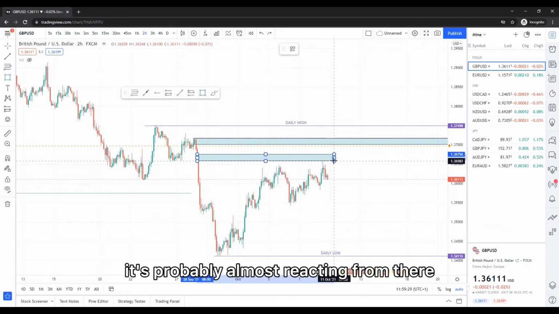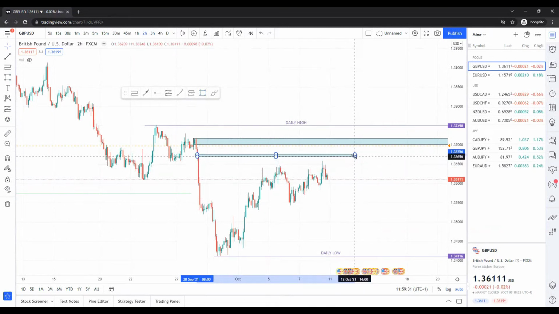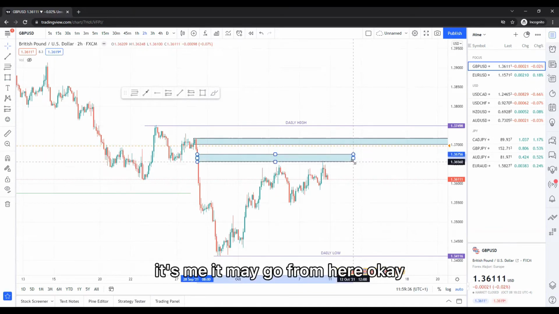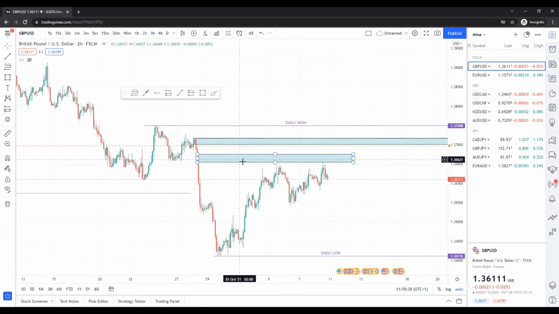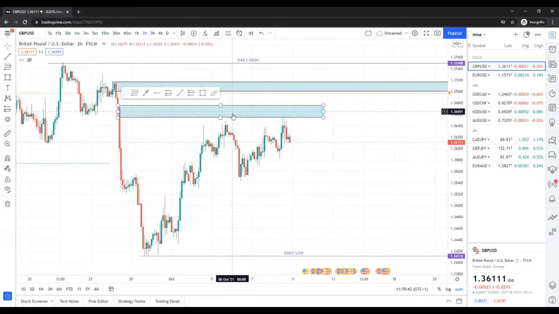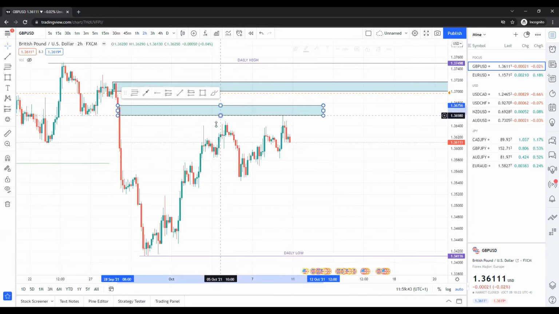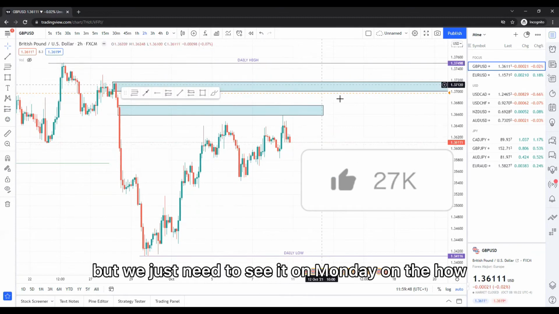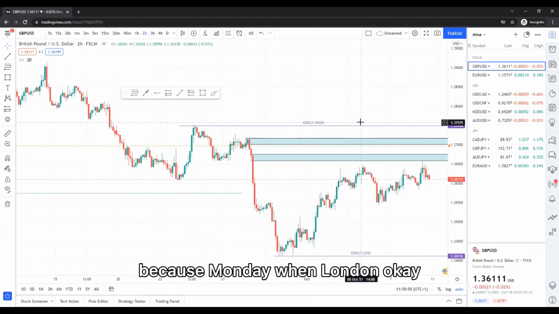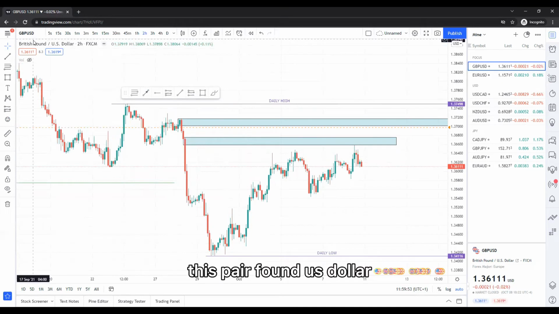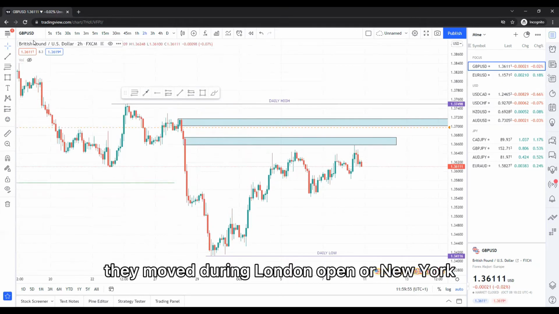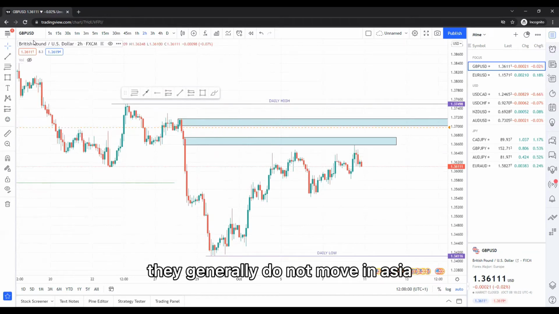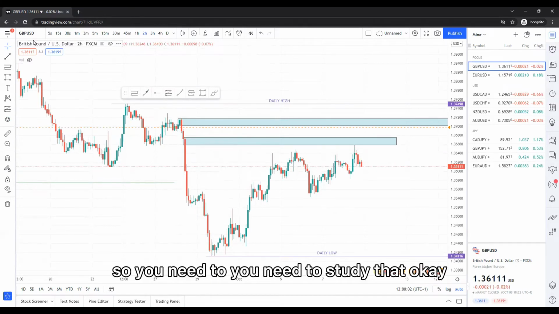It's probably almost reacting from there. Yeah, it may go from here. It's just reacting from open, but we just need to see on Monday how it goes. Monday when London opens. These pairs, pound US dollar, they move during London open or New York. They generally do not move in Asia, so you need to study that.